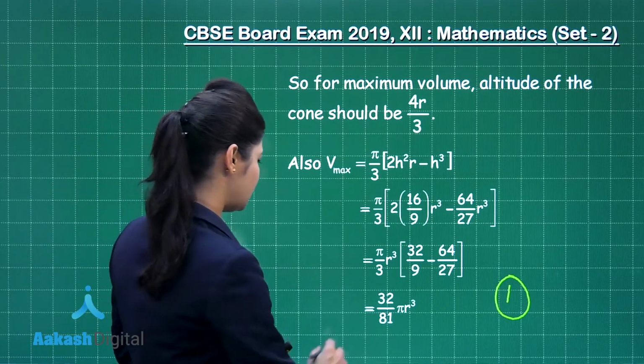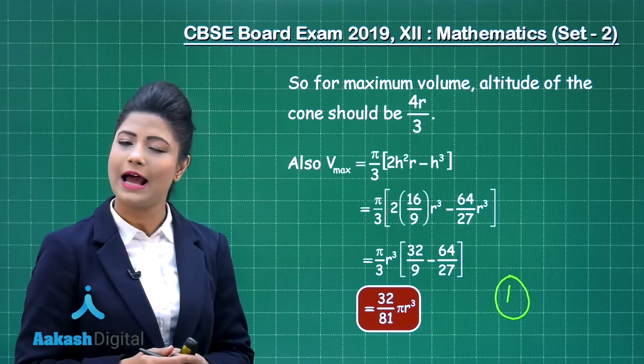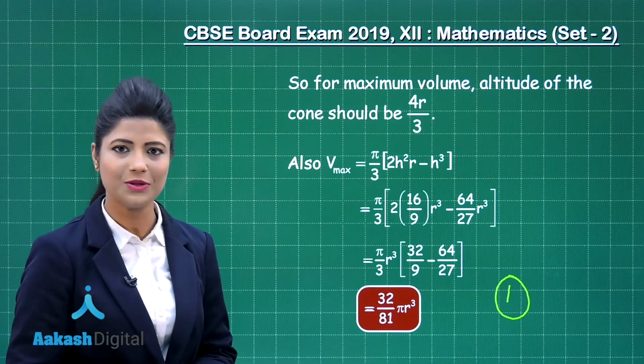So this is the final answer, 32 upon 81 pi r cube, and I hope this question is clear to you. Let's proceed to our next question.